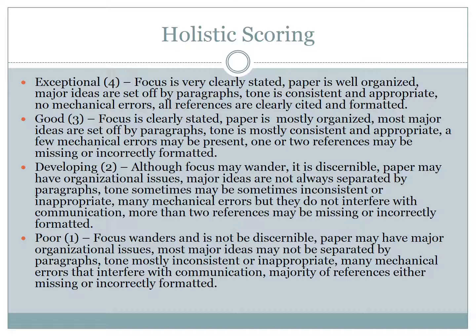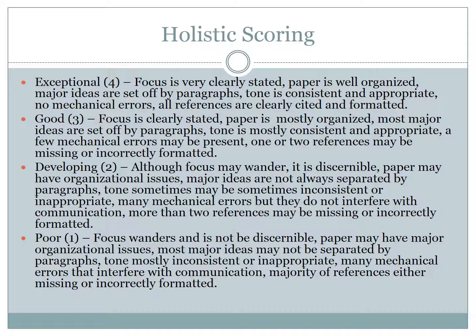First of all, you'll notice that the scores range from 4, which is an exceptional paper, to 1, which is a poor paper. Generally, you do give a number to each level. What would an exceptional paper look like? Let's read the description. The focus is very clearly stated. The paper is well organized. Major ideas are set off by paragraphs. The tone is consistent and appropriate. No mechanical errors. All references are clearly cited and formatted. So this is what a 4 paper would look like.